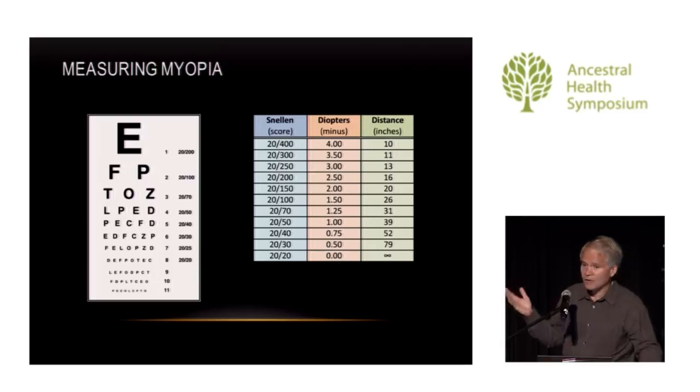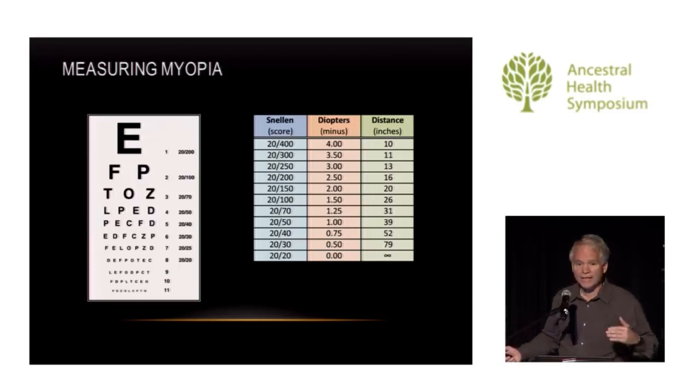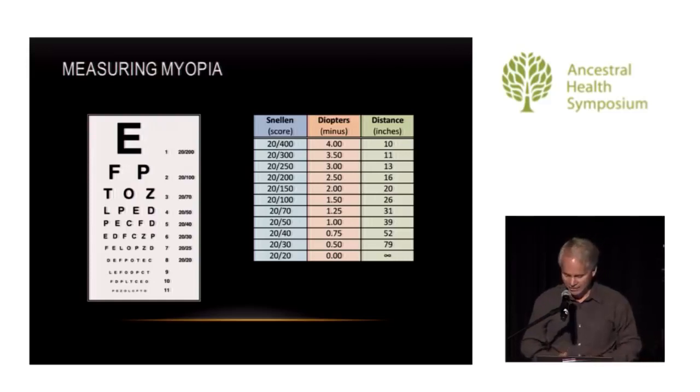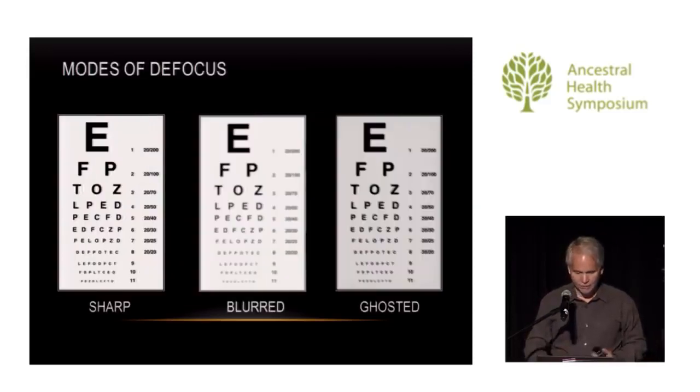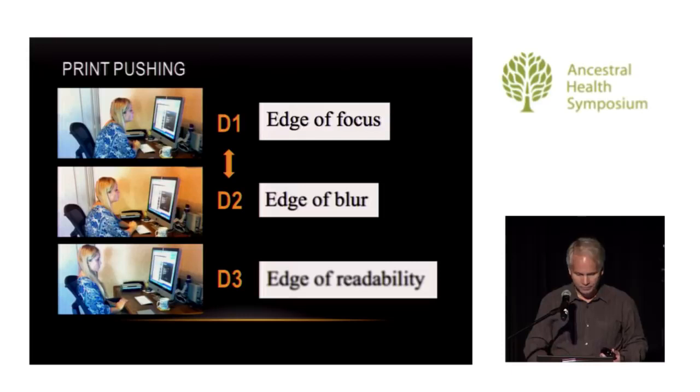But if you translate that into the prescription you'll get, that 20/40 person might get a prescription of about 0.75 diopters, which means they could see normal-sized text about 52 inches in front of them without glasses. All right? So you first have to know your strength.